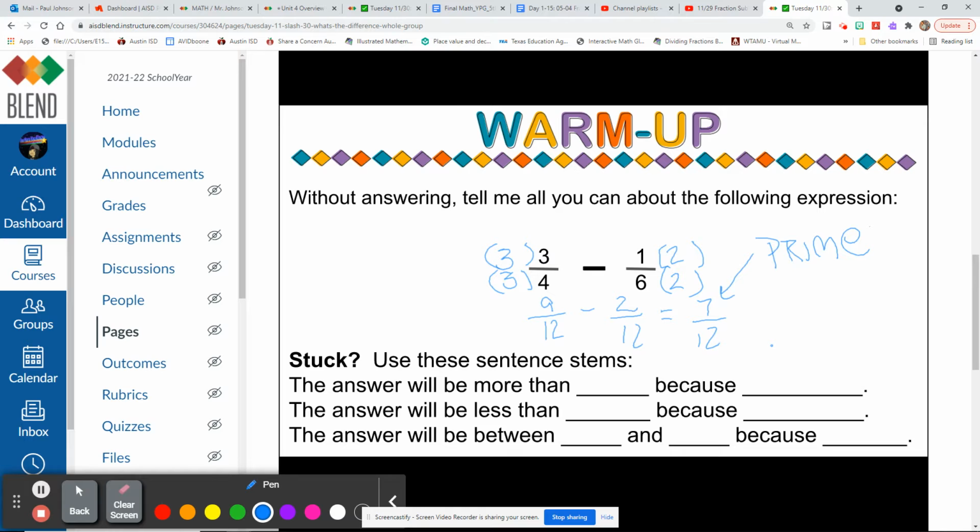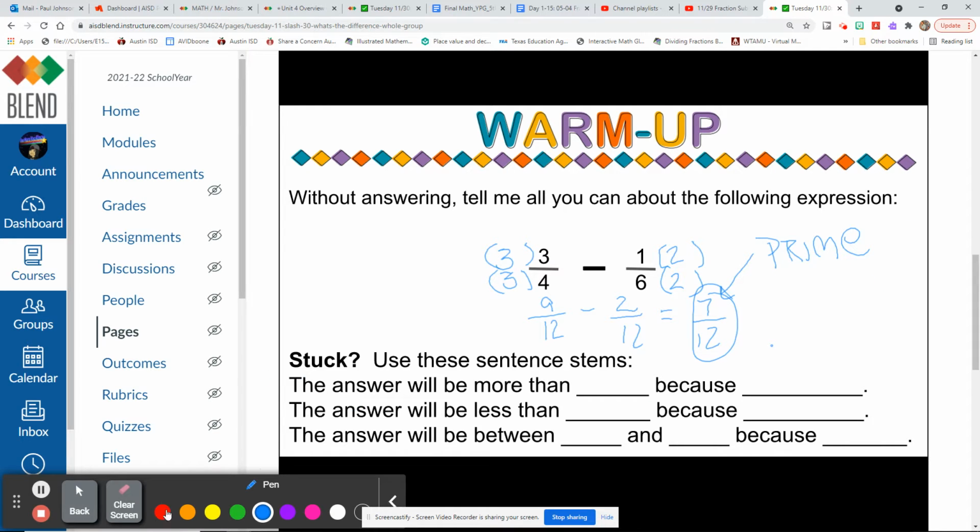It's just a trick and gives you a reason to remember what prime's all about. Remember, a prime number is any number that only has two factors, 1 and itself. So the only two ways to make 7 are 1 times 7 and 7 times 1. But okay, so 7 twelfths was our answer.